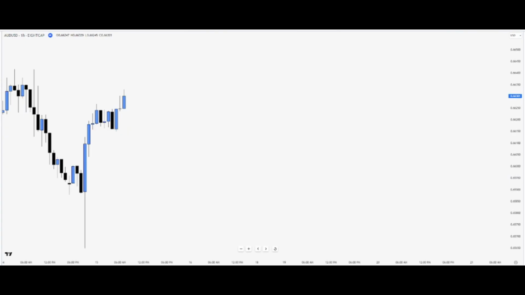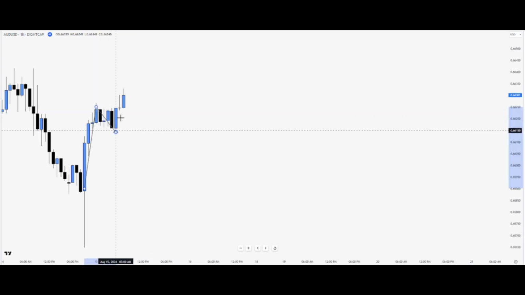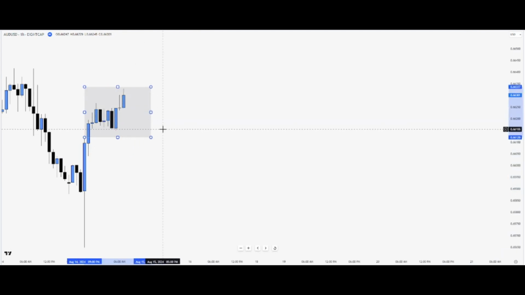So right here on the AUD/USD on the 1 hour time frame, we can see this particular piece of price action. Looking at price, market structure is currently bullish right now. And from the look of things, we already have an inducement right here. You can see how price failed to reach for deeper discounts.